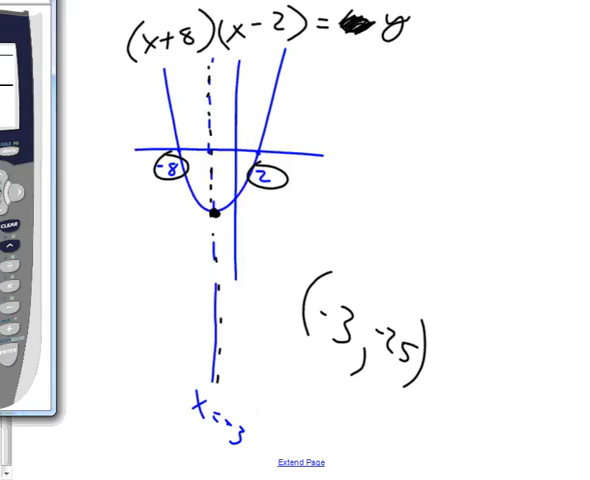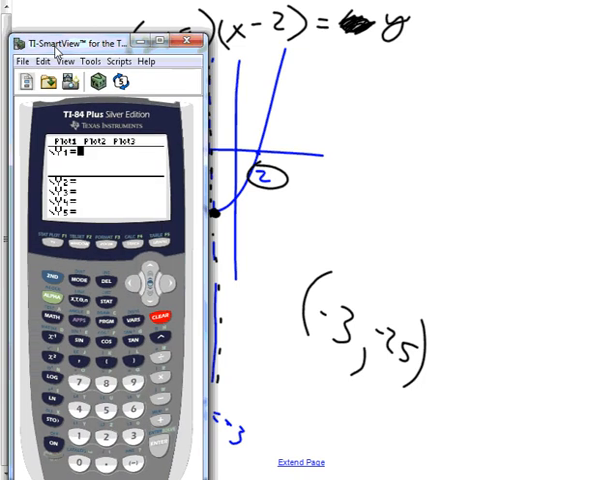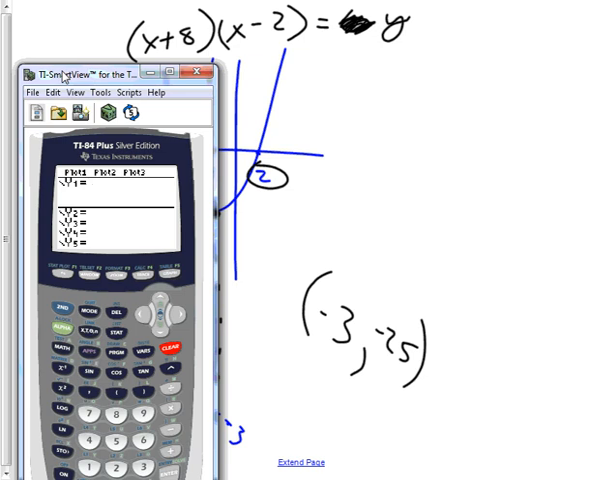We get in here and type it in right. Clear what I had from a different class. And I have x plus 8 and x minus 2. X plus 8. Oh, I was supposed to have parentheses. X plus 8 in parentheses. Next parentheses. X minus 2. Parentheses. And I graph it. And yeah, it goes way down there, doesn't it? How do I find the lowest spot?